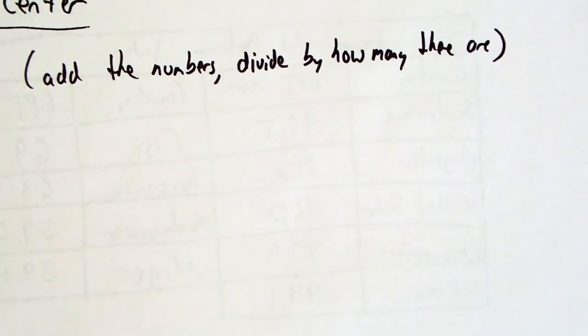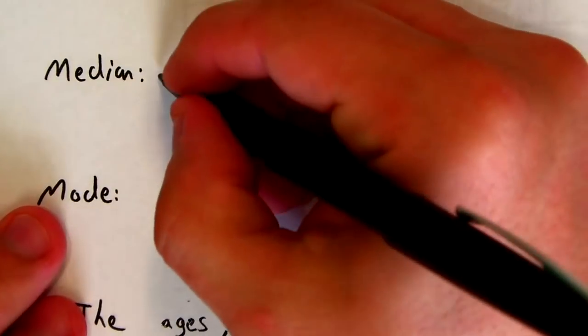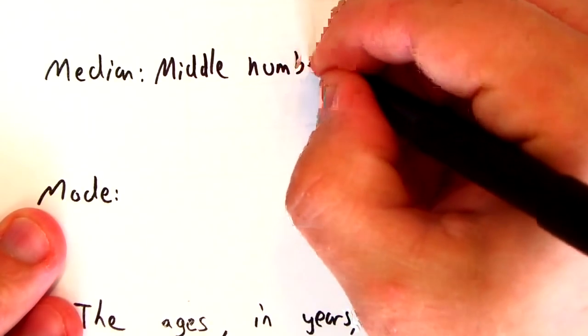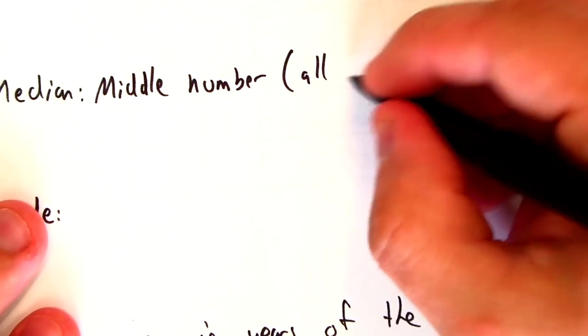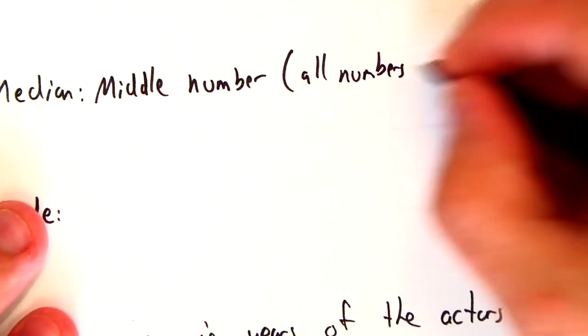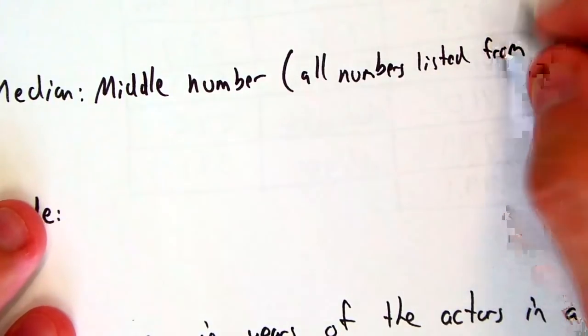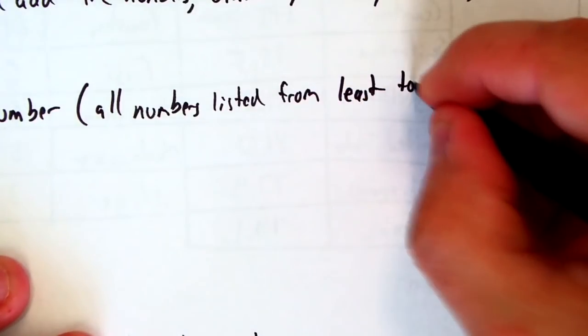The next thing we want to talk about is something called the median. The median literally means middle. So this is the middle number. Important thing here, all numbers listed from least to greatest. That's the important part here. Least to greatest.